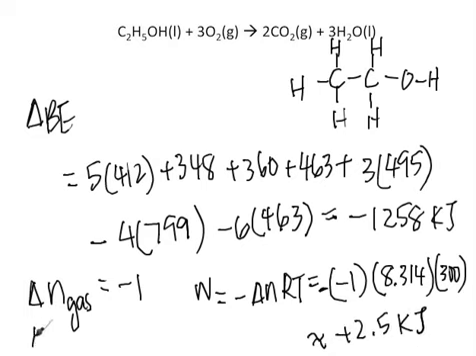Let's also do the system really quick. So delta N of the system, here we have 4 moles, here we have 5 moles, so this is going to be +1. This is a little bit different because now we have liquids instead of just gases. Remember that the bond energy is calculated by the bonds broken minus the bonds formed. Always remember that. Write that down. That's an important formula to remember.